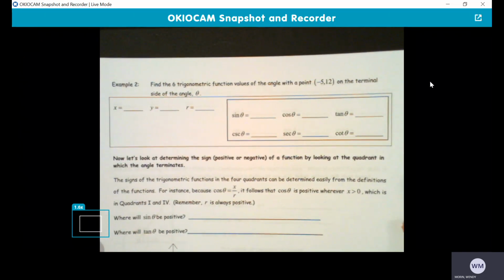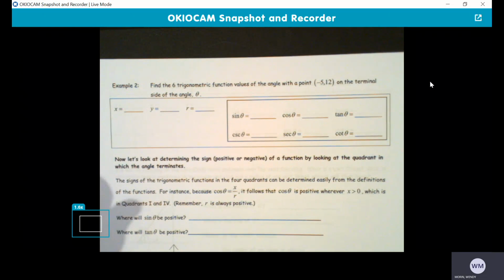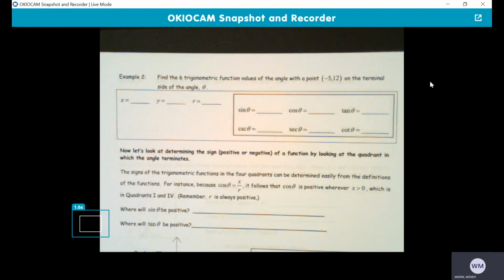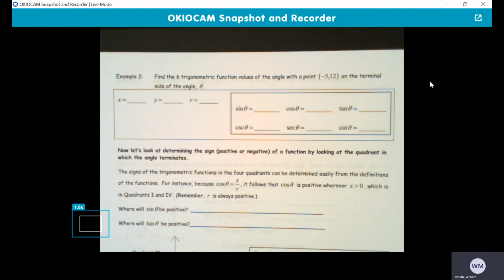Take a look at this next page here, example number 2. Why don't you go ahead and try that problem and pause the video. I would try it on your own. Pause the video if you have not done so.